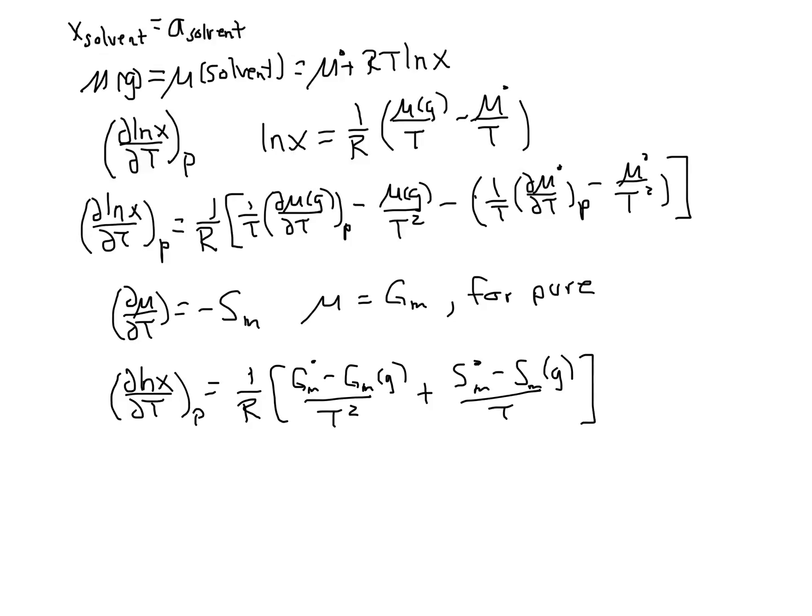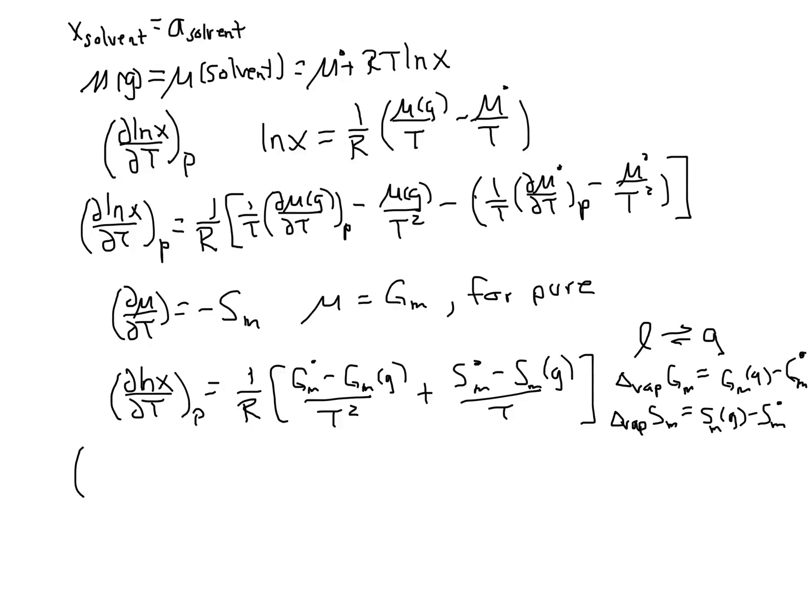The vaporization process is liquid in equilibrium with the gas, and so the delta G of vaporization per mole is equal to the molar Gibbs free energy of the gas minus the molar Gibbs free energy of the pure liquid. Likewise, the change in entropy for vaporization is equal to the molar entropy of the gas minus the molar entropy of the pure liquid.